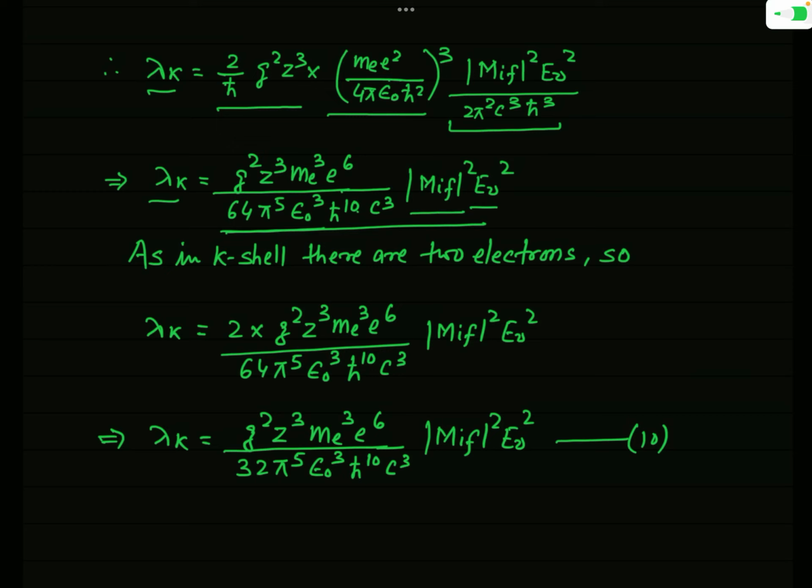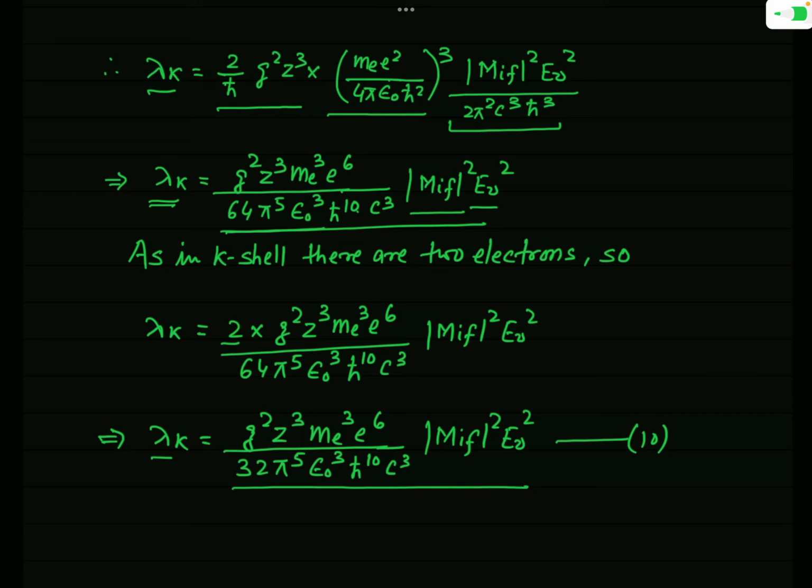So in fact in this condition, as the K cell contains 2 electrons, we have inserted a factor 2 to take account of the presence of the 2 electrons in the K cell. So I have multiplied here by the factor 2. This expression for lambda k must be multiplied by 2. So after multiplying by 2, we will get the value of lambda k equal to this much.